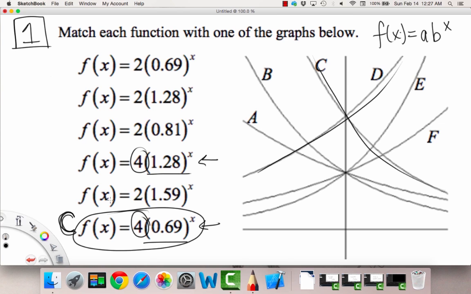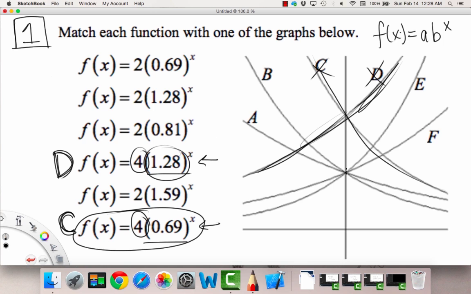Okay, so that's C. And then the other one has to be D. And we can check that by seeing that A is 4, which is positive, okay? So when A is positive and B is greater than 1, then we have exponential growth, as we see here in that graph, okay? So we're done with C and done with D. And now let's look at all these other ones.